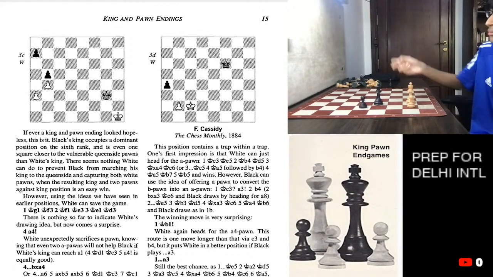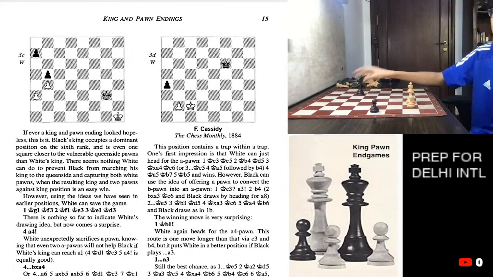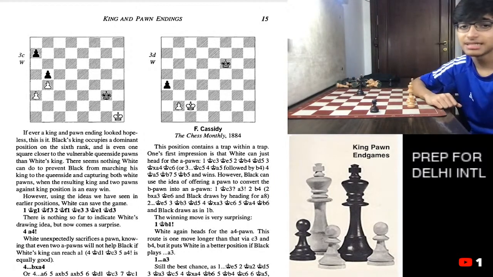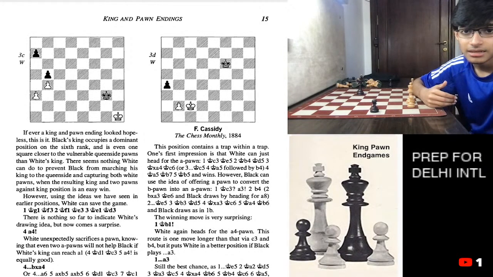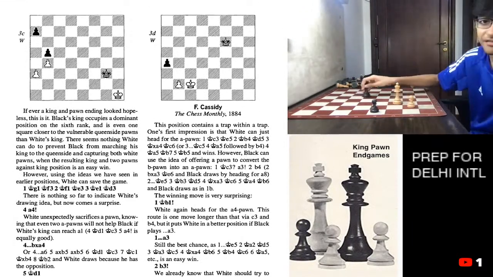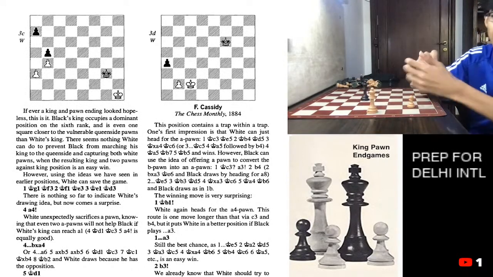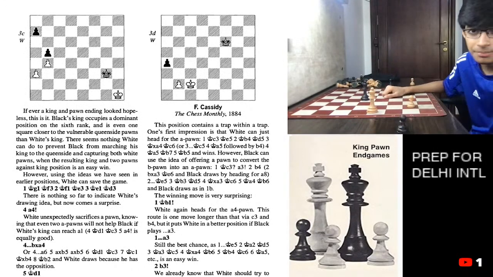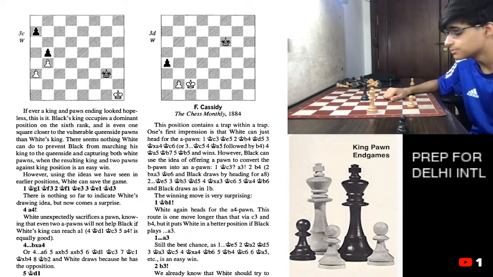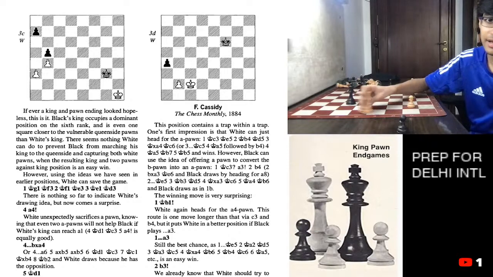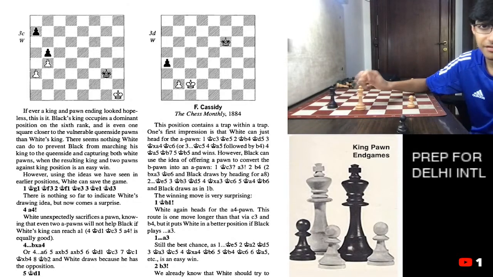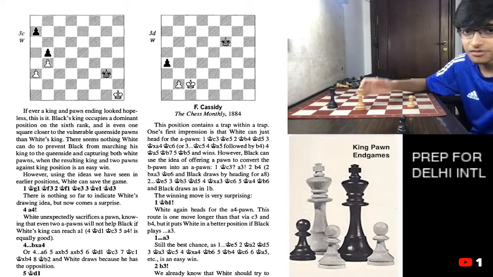Moving on, the next type of position which we look at is the white king on c2, pawn on b2, and black pawn on a4 and king on f6. This position contains a trap within a trap. One's first impression is that white can just head for the a pawn. King c3, king e5, king b4, king d5, king into a4. And now we're just saying that okay, we're a pawn up, and this should just be an easy win because we have a knight's pawn as well. Nothing much. King c6, king a5, king b7, king b5, and wins. This is of course winning.